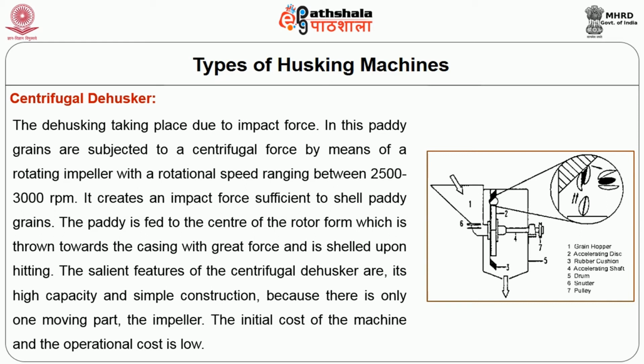It creates an impact force sufficient to remove the husk from the paddy grain. The paddy is fed to the center of the rotor, which is thrown towards the casing with great force and is shelled upon hitting. The salient features of the centrifugal dehusker are its high capacity and simple construction, because there is only one moving part, that is the impeller.